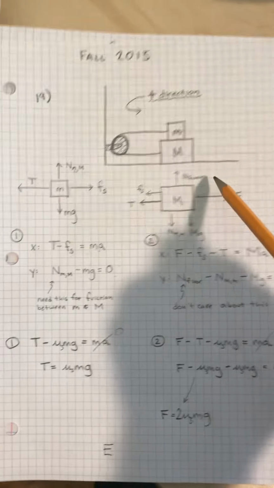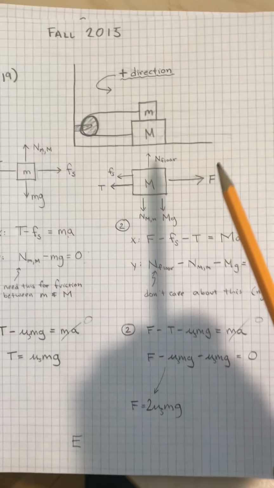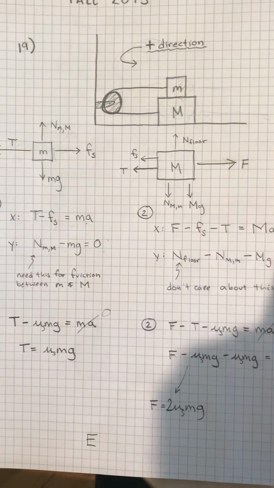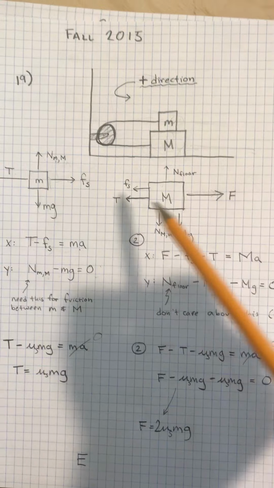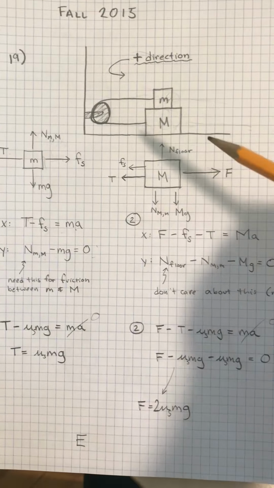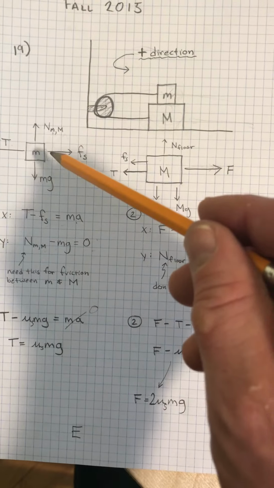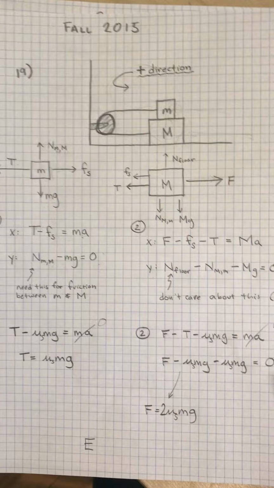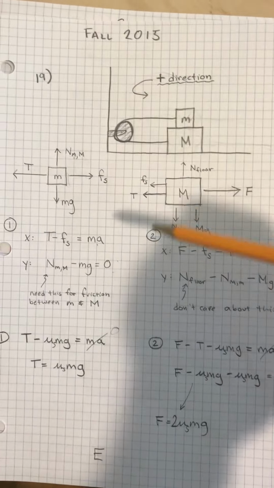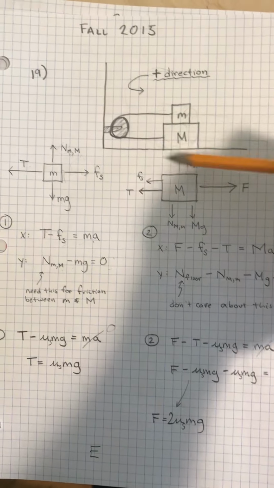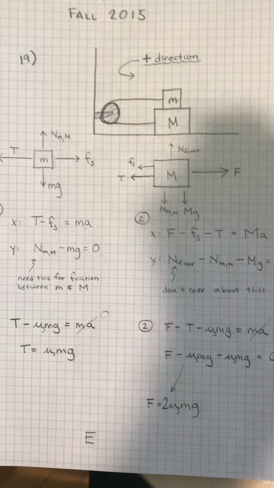If we write down the free body diagram for the large mass, there's the applied force, which is going this way, and that's being opposed by the tension force, which is going this way, and the friction force, which is working against it. Now you'll notice that the friction force on capital M is in the opposite direction of the friction force on lowercase m, and that's because, again, these are a Newtonian pair. Lowercase m is acting on capital M and vice versa, they're equal and opposite. But the friction on capital M by lowercase m is opposing the direction capital M would be moving.